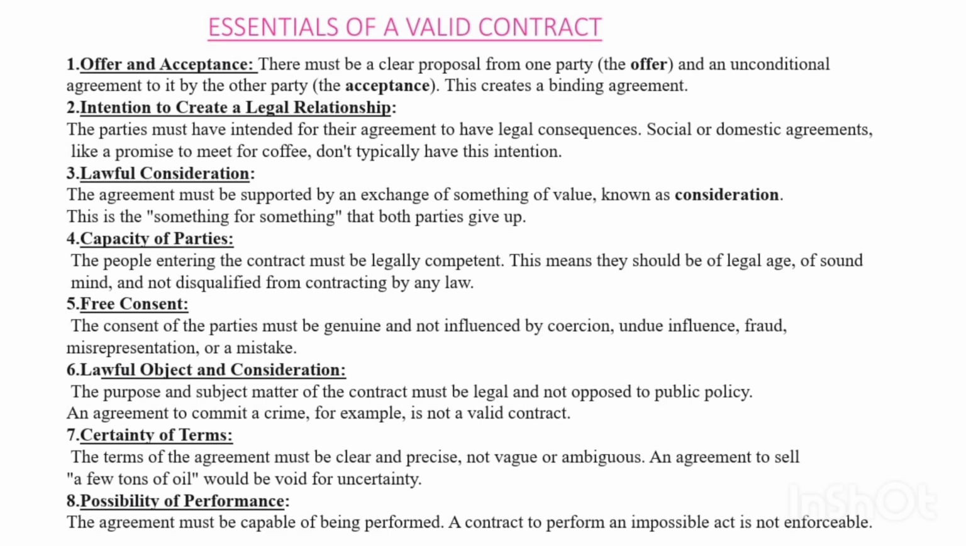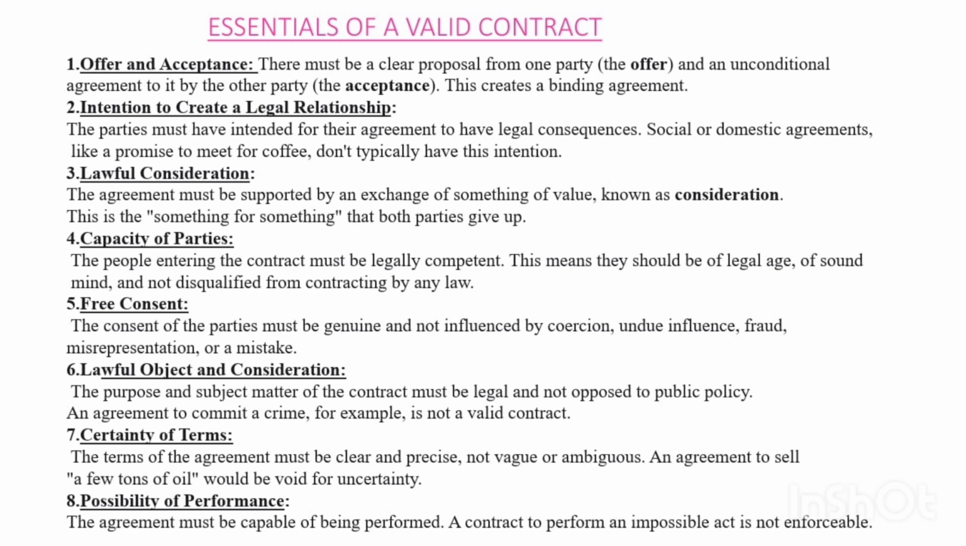The next topic is essentials of a valid contract. The first one is offer and acceptance, as we mentioned earlier. There must be a clear proposal from one party, the offerer, and an unconditional agreement to it by the other party, the offeree. This creates a binding agreement. The second one is intention to create a legal relationship. The parties must have intended for their agreement to have legal consequences. Social or domestic agreements like a promise to meet for coffee don't typically have this intention.